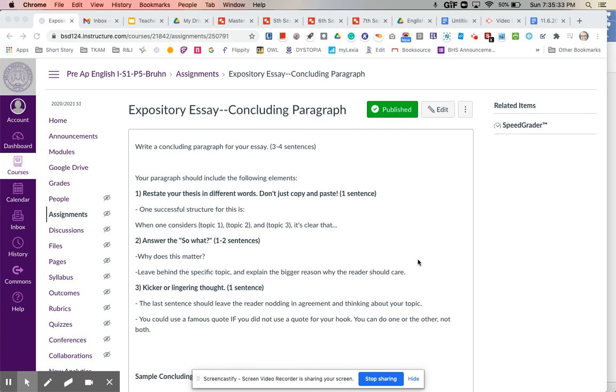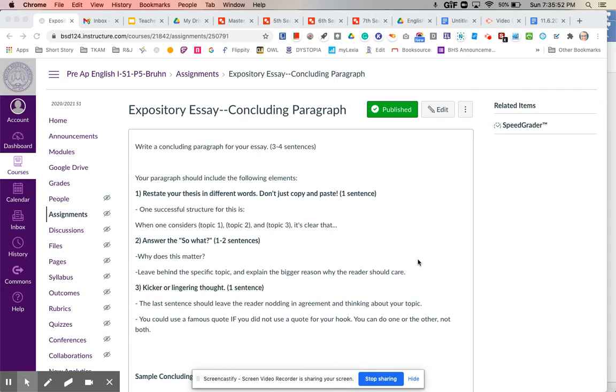Okay, so let's talk about your concluding paragraph. Your concluding paragraph really only needs to have 3 to 4 sentences. It can be a little bit shorter than your typical body paragraph would be. So, really, you just need to include 3 elements.